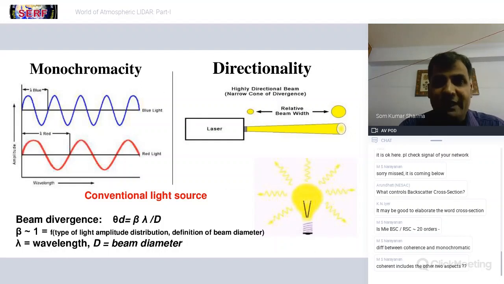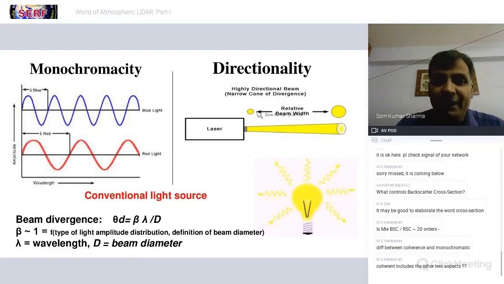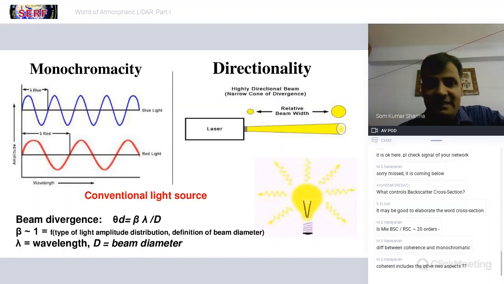And another one is directionality. If you see this laser light, you can pump it highly in one direction. It is a highly directional beam, very narrow and with very little divergence. I will not say it is non-divergent, because it is almost impossible to have a non-divergent laser beam, but it is highly directional. In the beginning the beam width is this much, and at large distances the beam width increases. So there is very little divergence in laser light. This is monochromaticity, this is directionality.